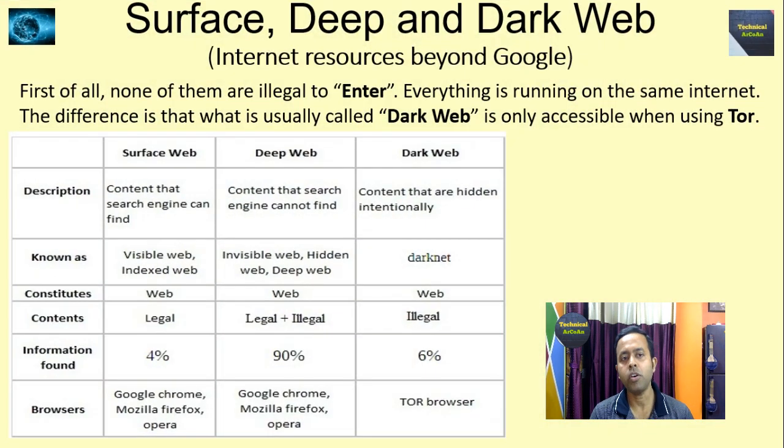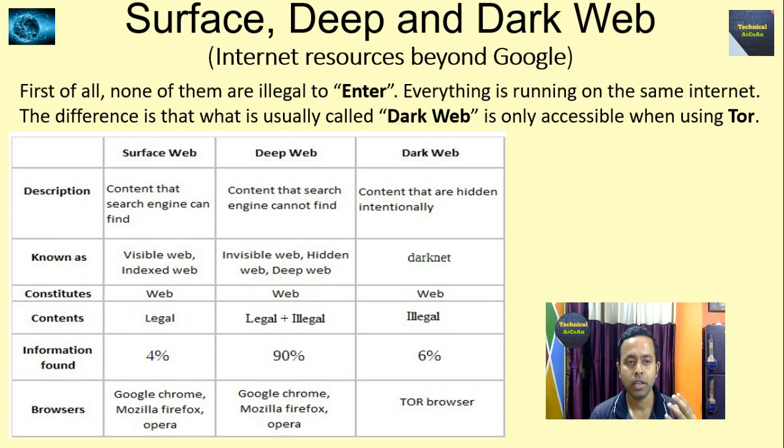Now, first of all, none of them are illegal to enter, meaning surface web, deep web and dark web, all layers we can enter. Everything is running on the same internet, right? The difference is that what is usually called the dark web is only accessible when using the Tor browser, where onion routing is used, right?